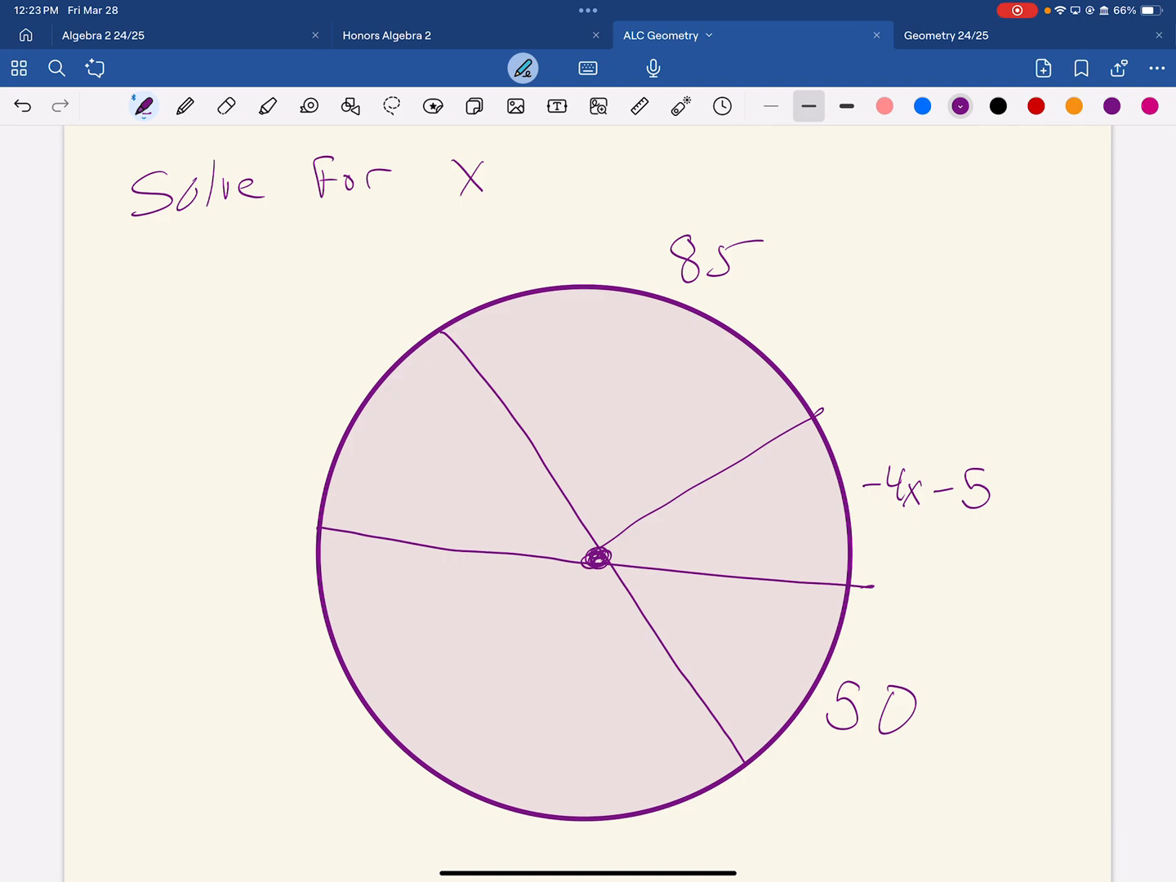See if you can solve this one for x. Again, keep in mind that this right here does go through the center of the circle. See if you can find the value of x.